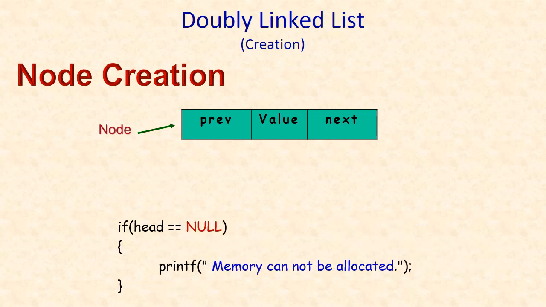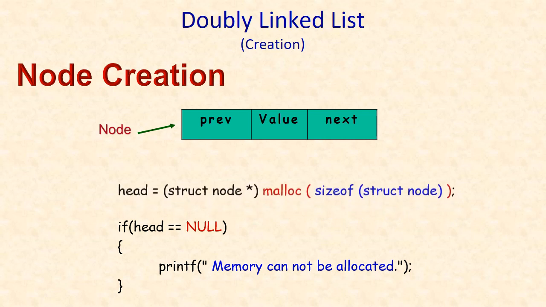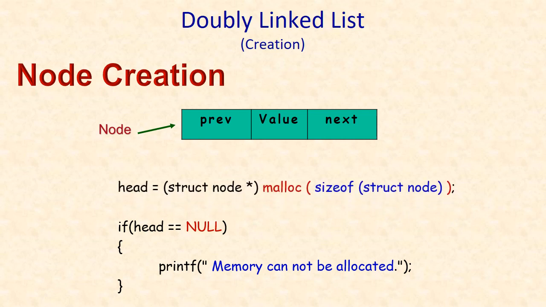Now let us get into the discussion. See here, node creation. To create a node I am using this particular logic, that is I am using the malloc function. Using malloc I am allocating memory for a node. This is the first node, so I am naming it the head node. If there is sufficient memory in the computer, memory will be allocated. If there is not sufficient memory, then the malloc function returns null. That is why I am verifying whether memory is successfully allocated or not.